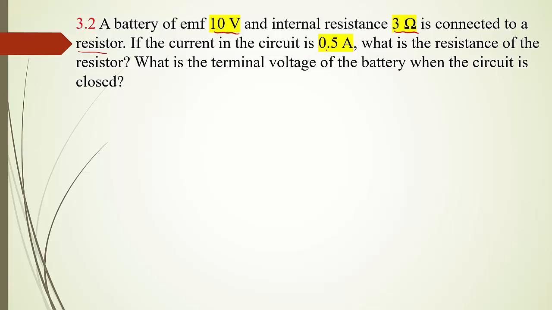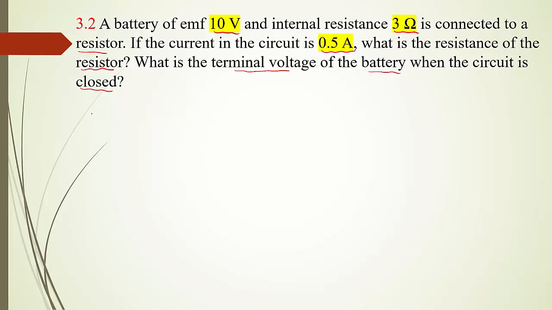Second problem. A battery of EMF 10 volt and internal resistance 3 ohm is connected to a resistor. If the current in the circuit is 0.5 ampere, what is the resistance of the resistor? What is the terminal voltage of the battery when the circuit is closed? Here we have to find the terminal voltage of the battery. What do you mean by terminal potential difference or terminal voltage? It is the potential difference across the ends of the cell when the circuit is closed, or when the current is passing through it. So we can call it the terminal voltage.